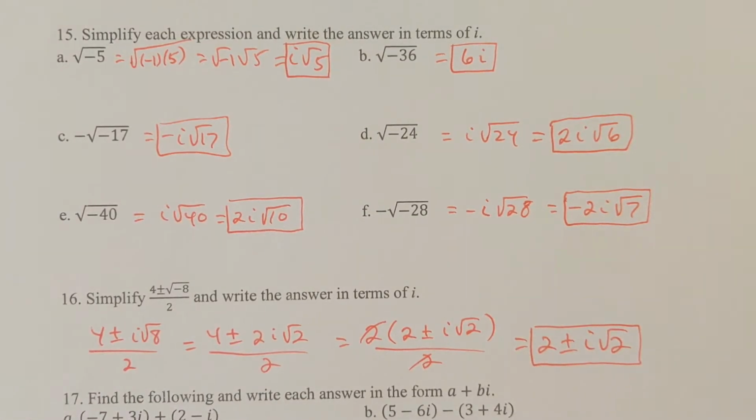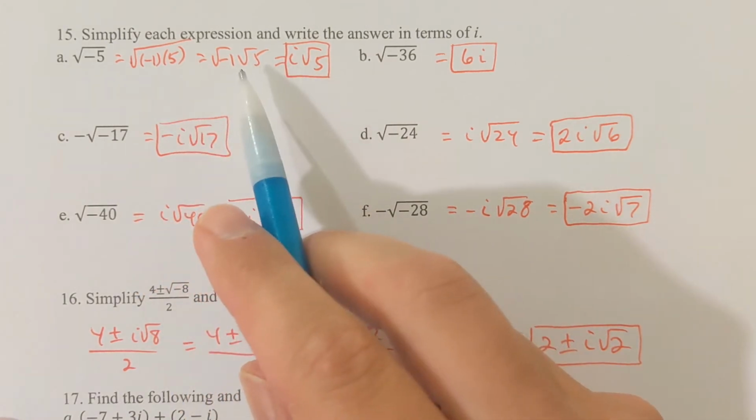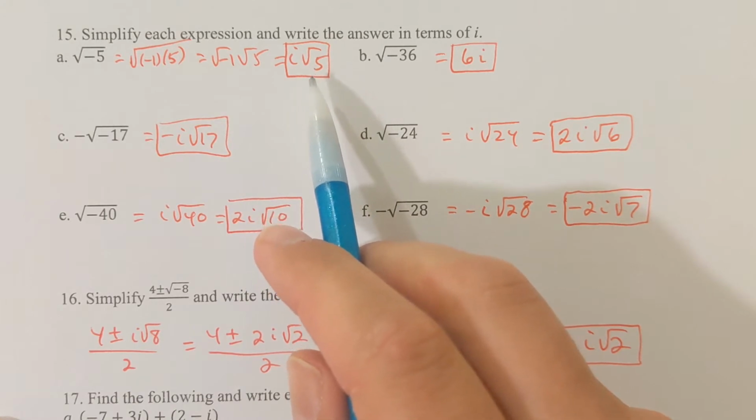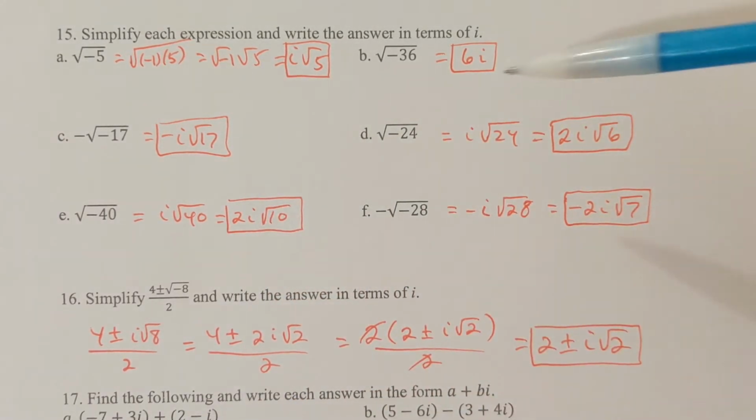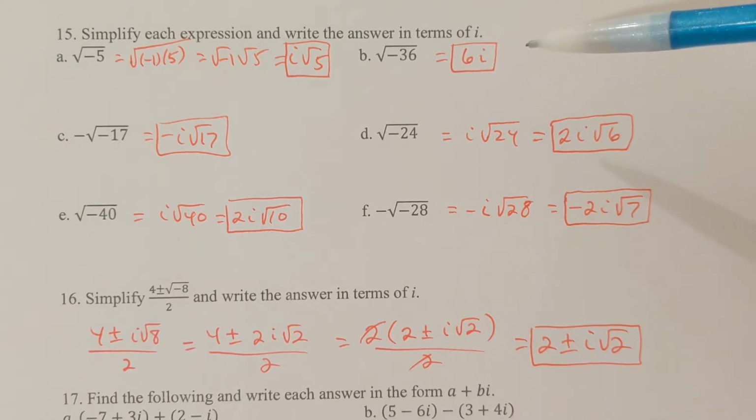Okay, so just to review here, we're going over section 3.5, 3.3, and 3.2. Here's where 3.3 begins. Simplify each expression, write each answer in terms of i. The square root of -5 is the same as the square root of -1 times 5. Square root of -1 is i, and the square root of 5 is my leftover, so i root 5 would be the answer. The square root of -36 is the square root of -1 times the square root of 36, which is i times 6.